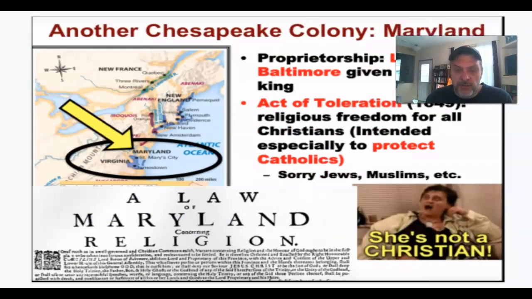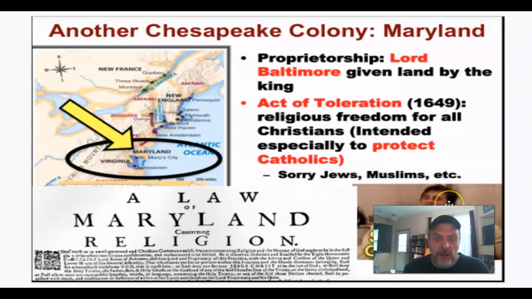Now, the other Chesapeake colony, remember we have Virginia, was Maryland, current-day Maryland. And Maryland was a proprietorship. It was a proprietor colony. The King of England granted a proprietorship, a charter, to Lord Baltimore.